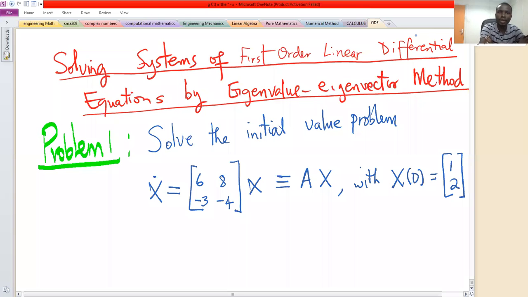Welcome to this session. In this session, we are going to do an example on how to solve a system of differential equations, or simply to solve the system x dot equals Ax with some initial condition given. So solve the initial value problem, x dot equals Ax. The matrix A is a 2 by 2 matrix with elements 6, 8, minus 3, minus 4. And then this is the initial condition given.